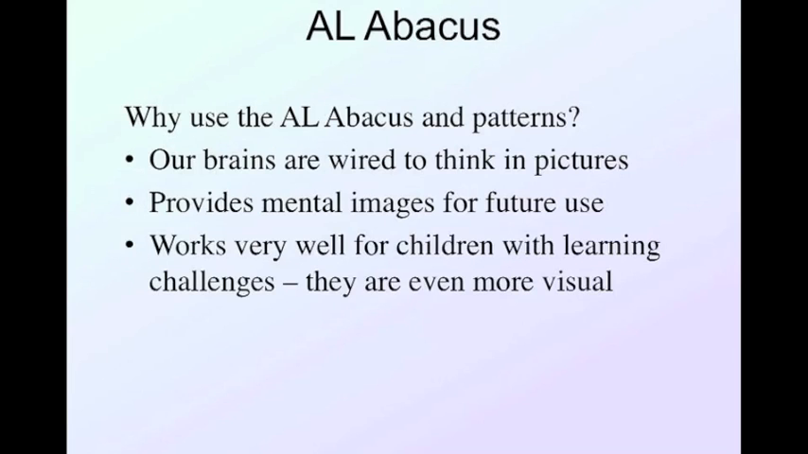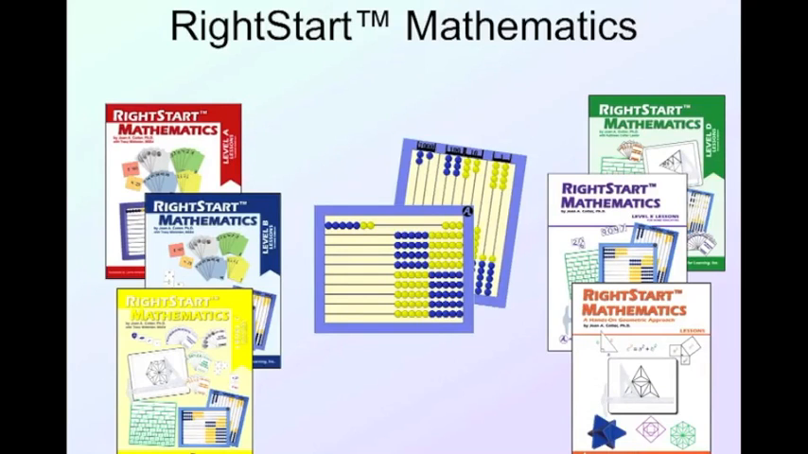In conclusion, why do we use the AL Abacus and use patterns? Because our brains are wired to think in pictures. And this provides the mental images for future use. So a child can come up with their multiplication and division, and they understand it. And it works very well, again, for children with learning challenges, because they are more visual than those without. That's why we want to use the abacus, to show our children how multiplication and division works, rather than just rote memorizing it.